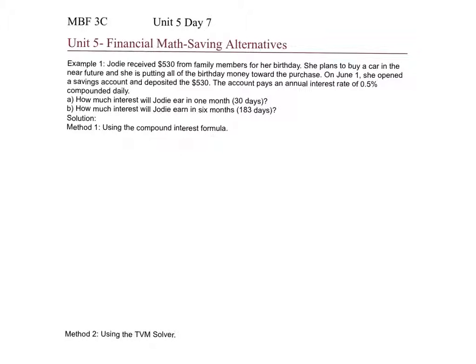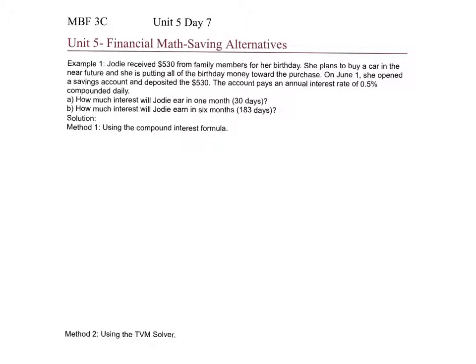So example one, Jody received $530 from family members for her birthday. She plans to buy a car in the near future. She's putting all of her birthday money towards the purchase. On June 1st, she opened a savings account and deposited $530. The account pays an annual interest rate of 0.5% compounded daily. So using the compound interest formula, let's solve for A and B.